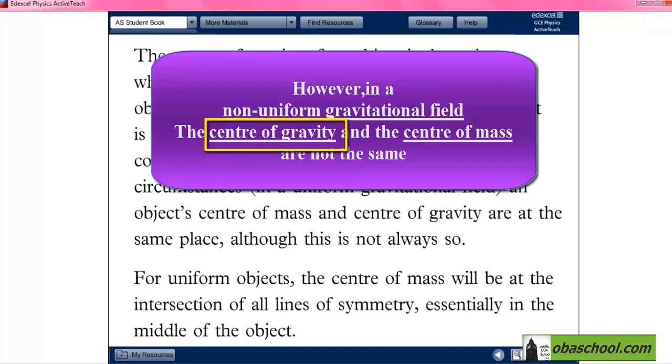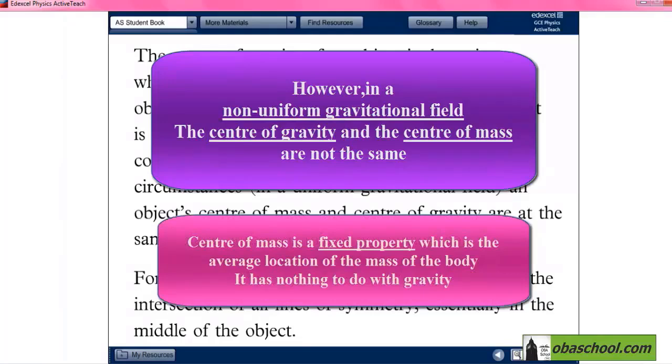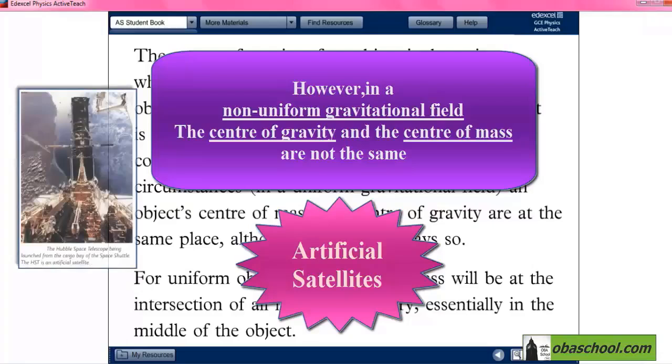Center of gravity is what changes. The center of mass is a fixed property, which is the average location of the mass of the body. It has nothing to do with gravity. We can see this case in artificial satellites because they have a non-uniform gravitational field. Since it is in space, the gravity of Earth affects it and the gravity of other planets affects it. So it is affected by many gravitational fields. That is why it has a non-uniform gravitational field.